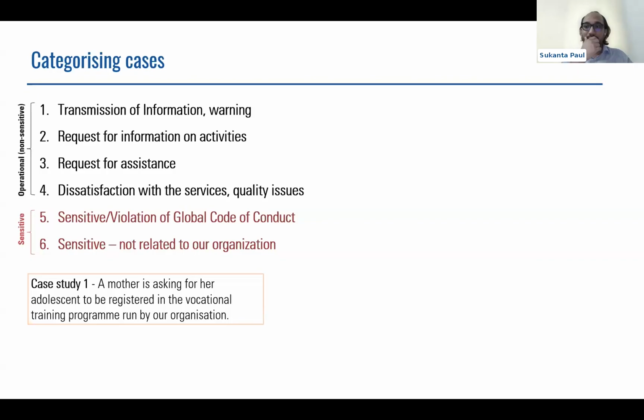As I can see the chat, maybe Sophie can see the chat too. People are saying 3. It seems quite clear. Category 3, request for assistance. Yes, well done, right.